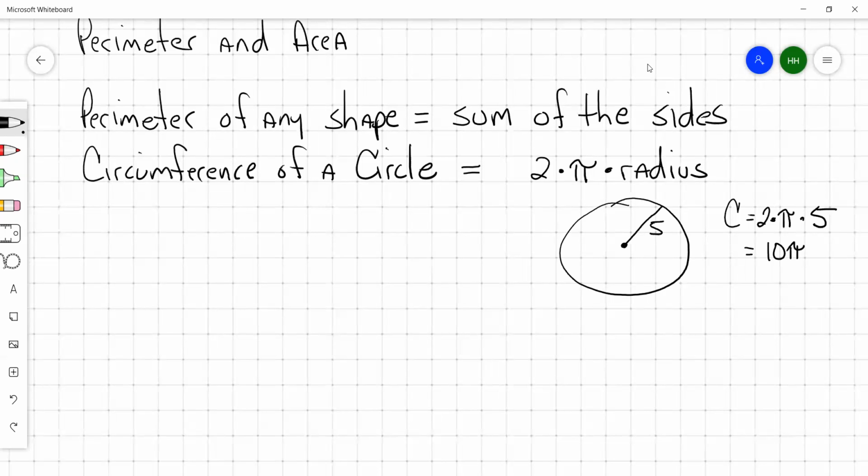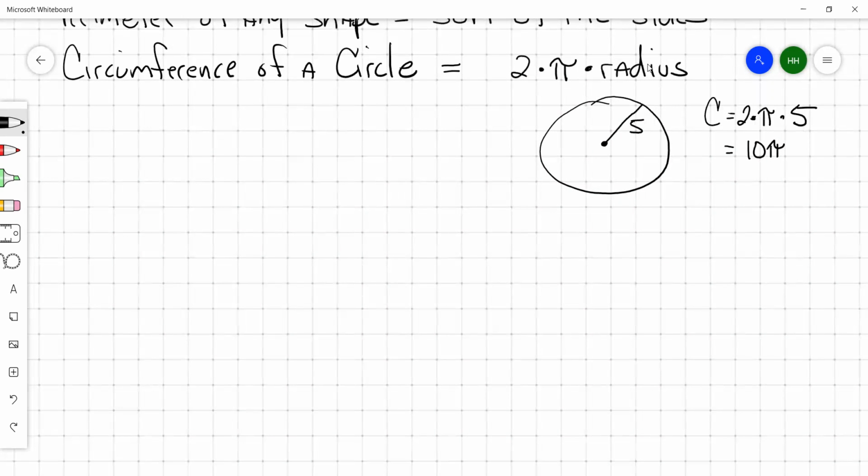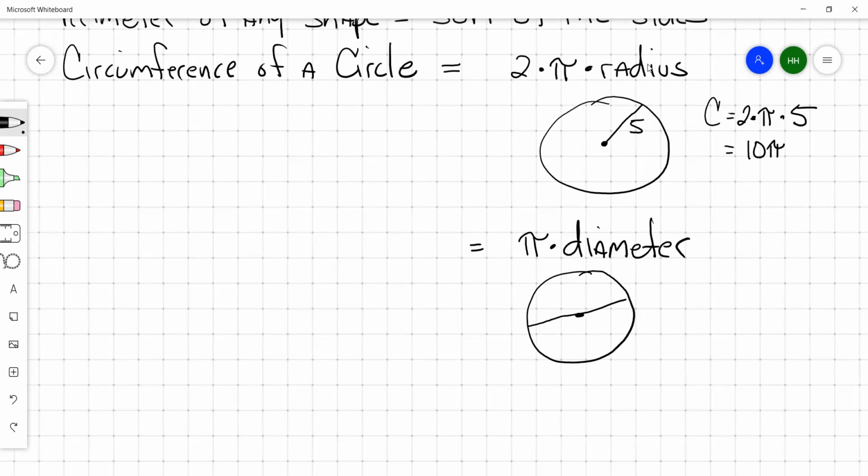The other formula for the circumference of a circle is pi times the diameter. So if you're given a circle and you're asked to find the circumference, but the dimension that you're given goes through the center and touches both sides, that's the diameter of the circle, and the circumference would be equal to 12 times pi, or 12 pi.